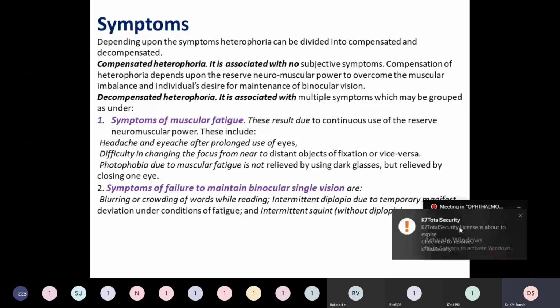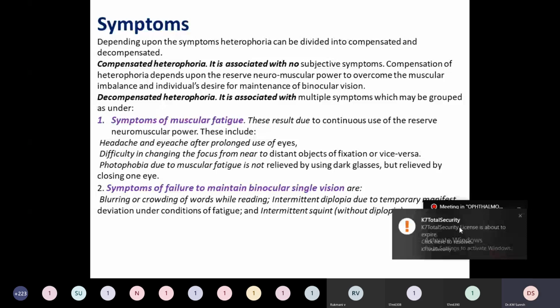These result due to continuous use of reserve neuromuscular power. They include headache, eye ache, difficulty in changing the focus from near to distant objects, photophobia, which is not relieved by the dark glasses but relieved by closing of one eye. Symptoms of failure to maintain binocular vision are blurring or crowding of words while reading, intermittent diplopia. Diplopia comes and goes off due to temporary manifest deviation under conditions of fatigue, and intermittent squint without diplopia.